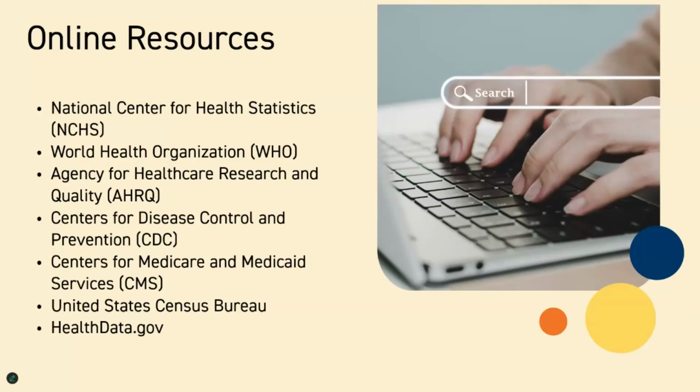The Center for Disease Control and Prevention, the Centers for Medicare and Medicaid Services, the United States Census Bureau, you can get a lot of vital statistics from there. And then healthdata.gov is another really great source for finding a lot of general information specifically about United States health.